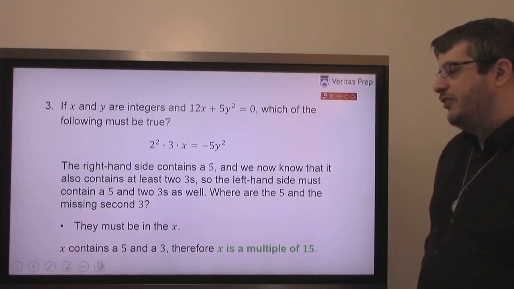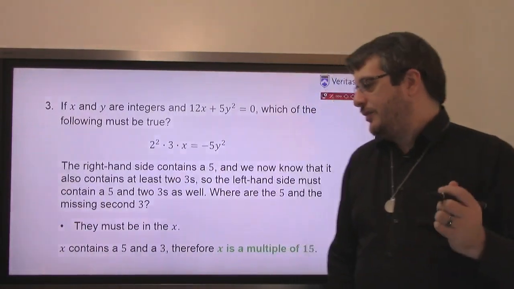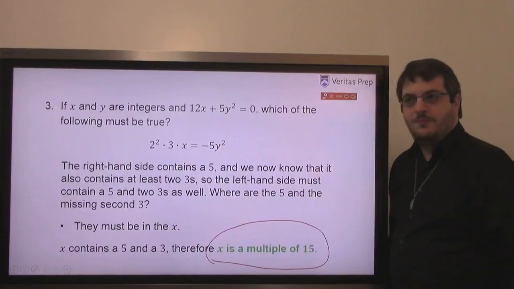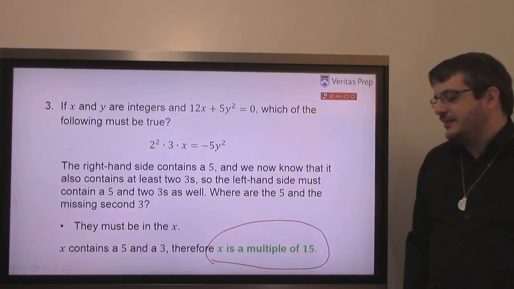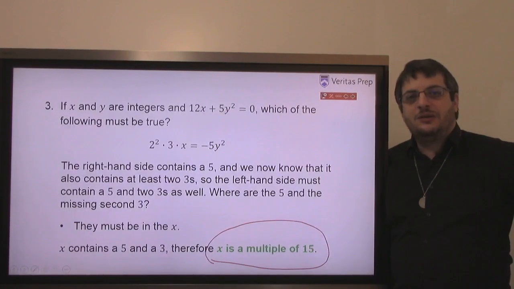Where am I missing 5 and my missing second 3? They're in x. But wait a minute, if x contains a 5 and 3, then I'm done. X is a multiple of 15. That's what B said. The answer is B. It was a little bit of a scavenger hunt.